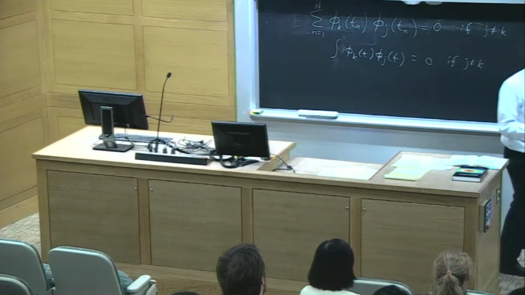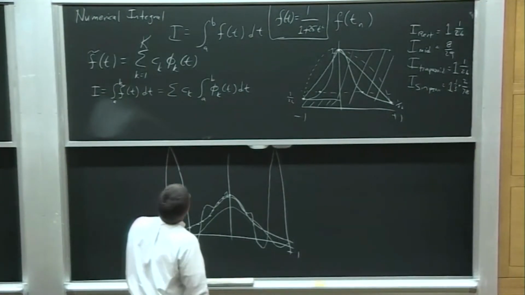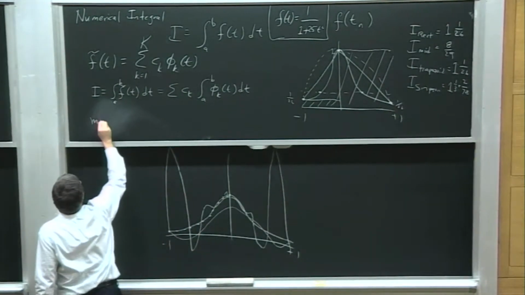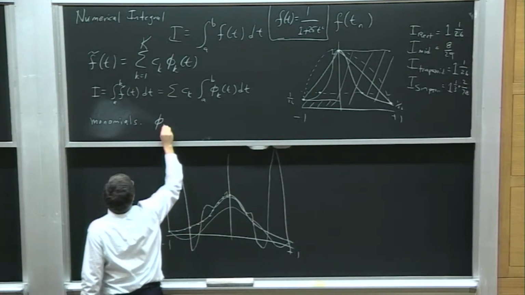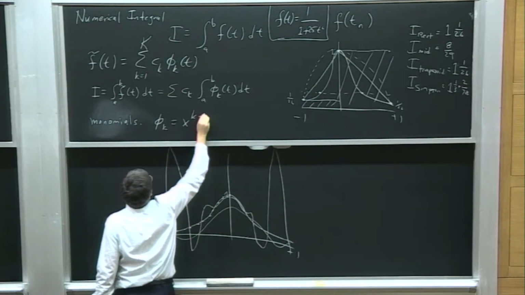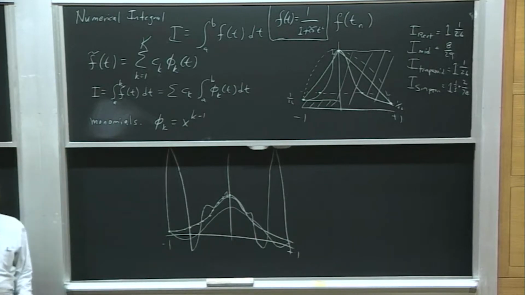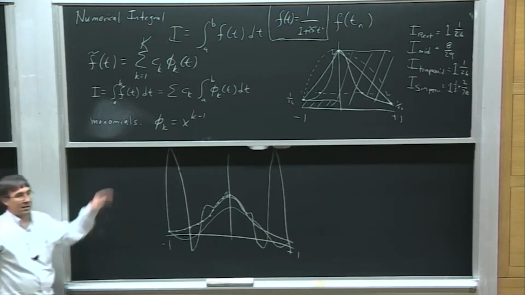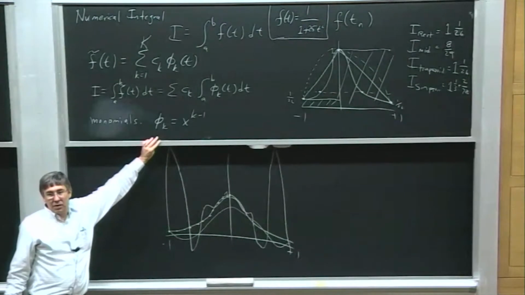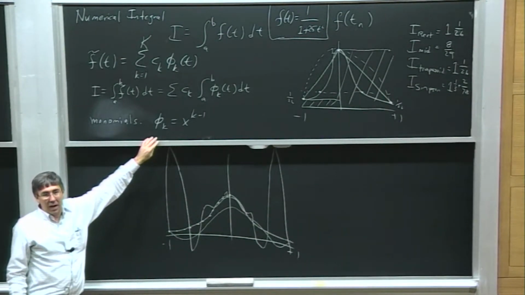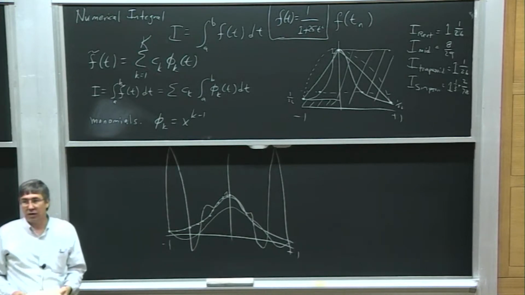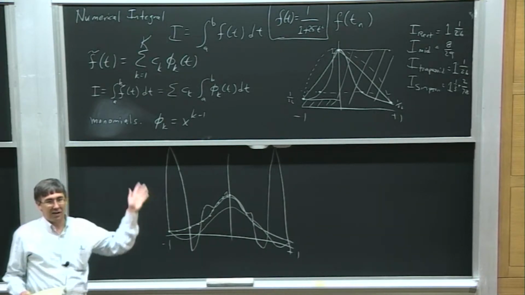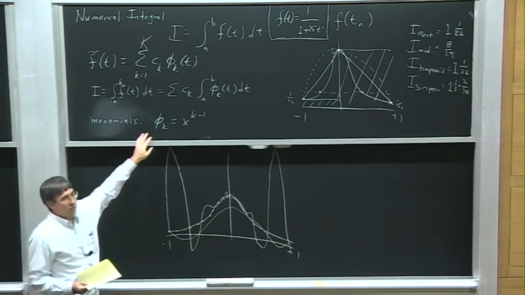So one possibility when I'm choosing this basis set is I could choose what are called monomials, which is phi k is equal to x to the k minus 1. Okay? And this one is super simple. And a lot of times it satisfies this orthogonality thing, which I showed you before. But it's a really bad choice usually.